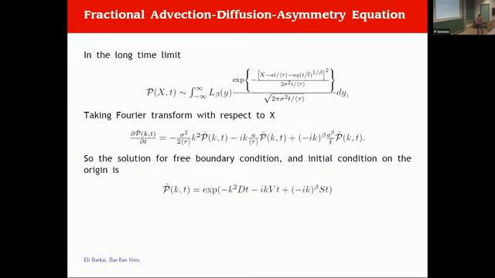And then you change variables and you define a limit. And then when you go back to Fourier space, you get this equation. And this is in Fourier space. And here you see the fractional derivative in space. The boundary conditions are free.